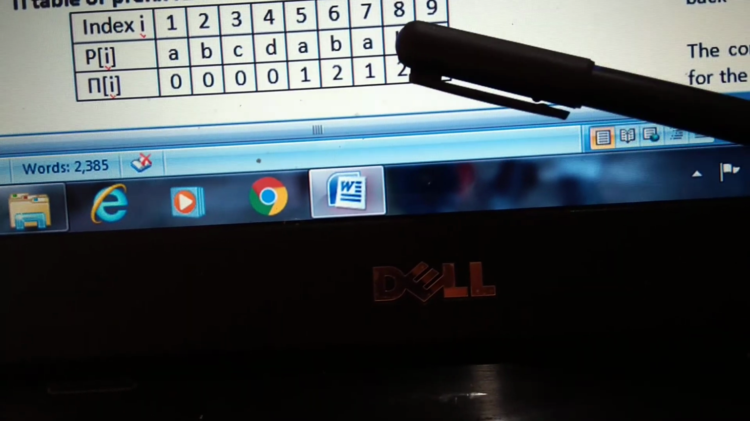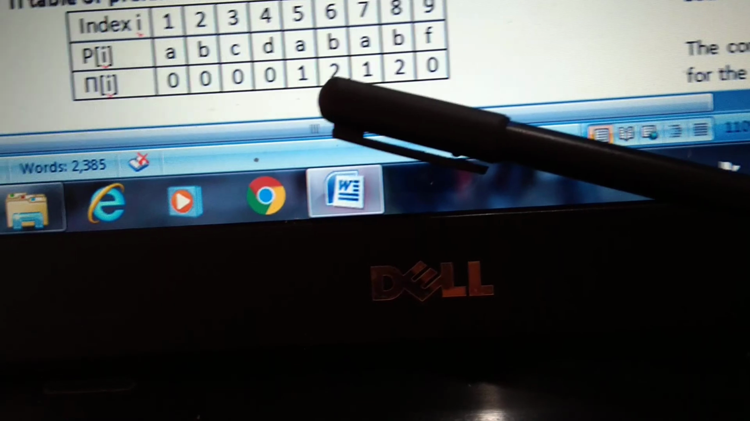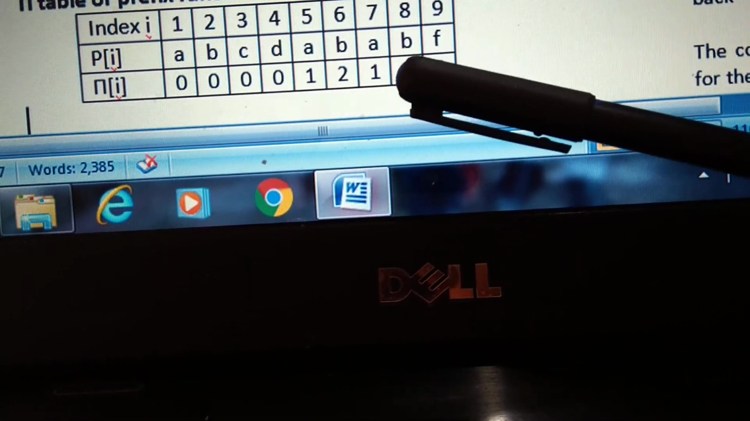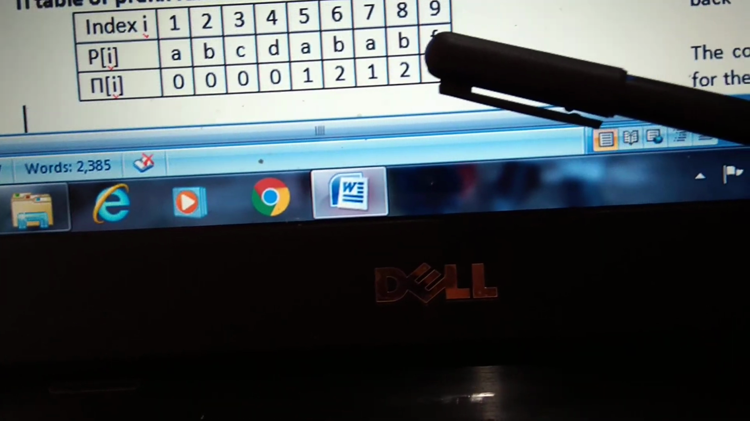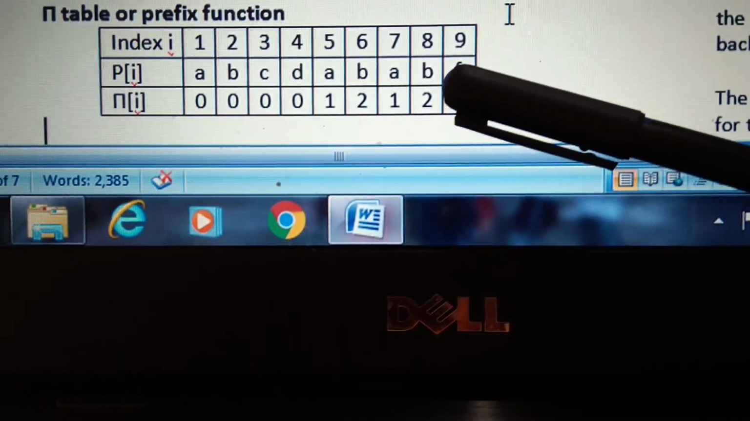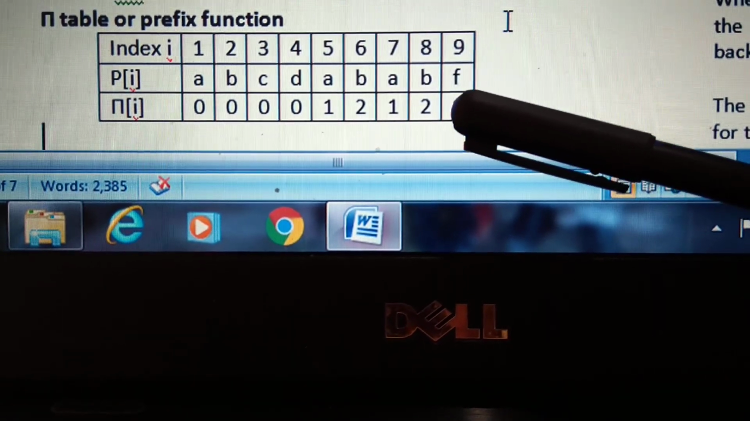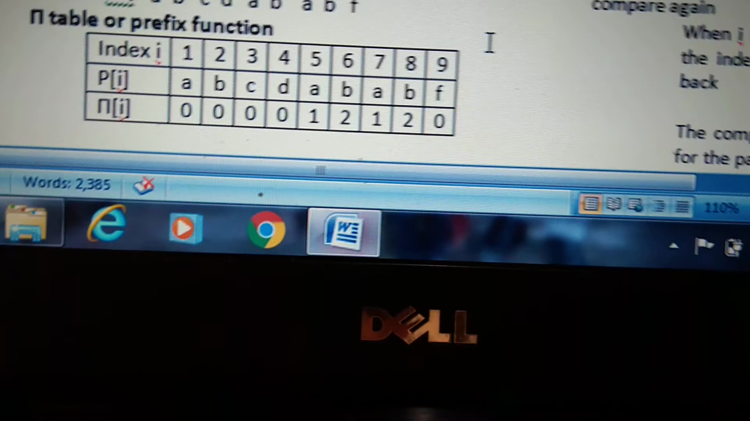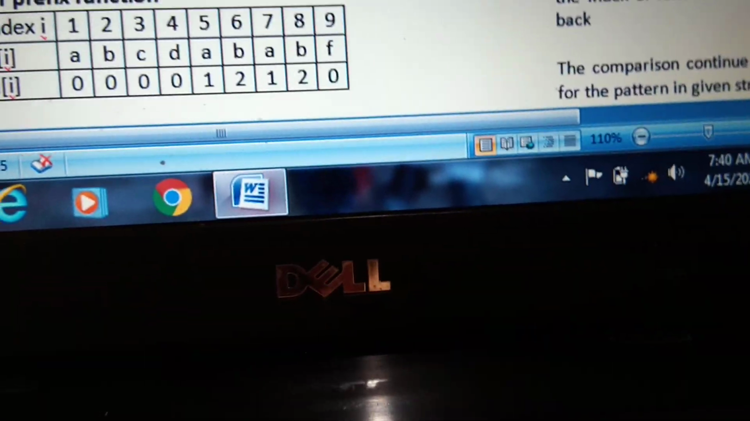Now the pattern AB is repeated again. So you represent the same 1 and 2 for this repeated pattern. And the next letter in the pattern is F. For that we have to use 0. So this is the way we have to see. One more example of how to create a pi table.